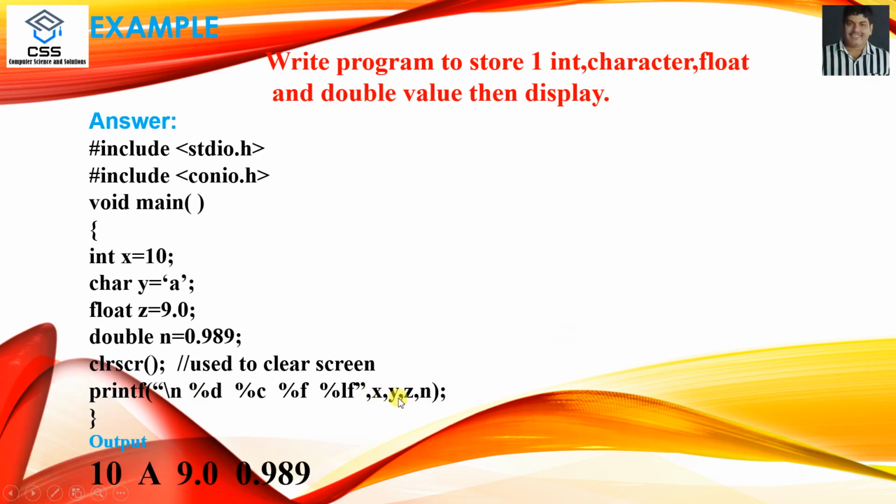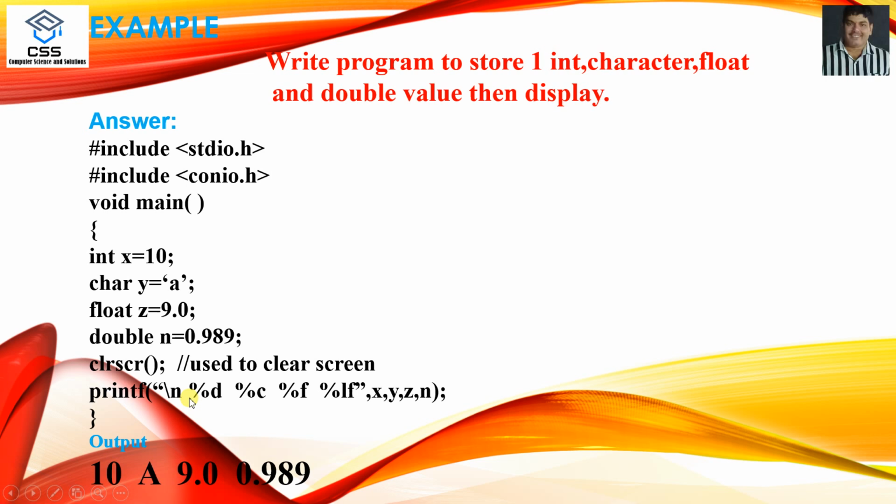x, y, z, n are the list of variables. The first variable x will display in %d. The second variable y will display as a character in %c. The third variable is z, a float type value, in %f, and the last one, n, as the fourth value of double type, in %lf.